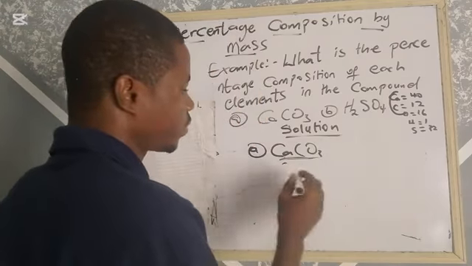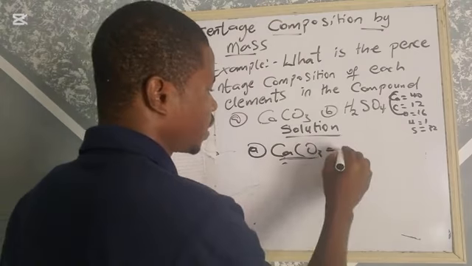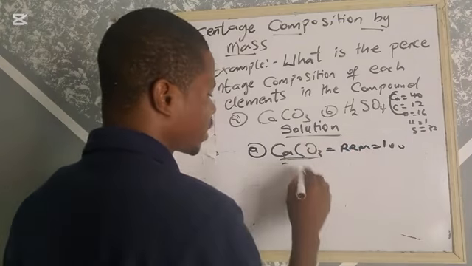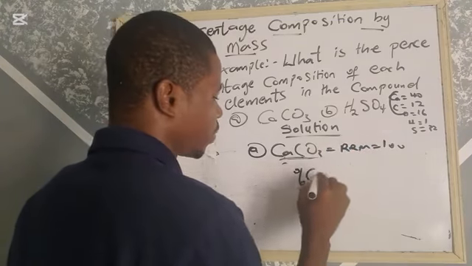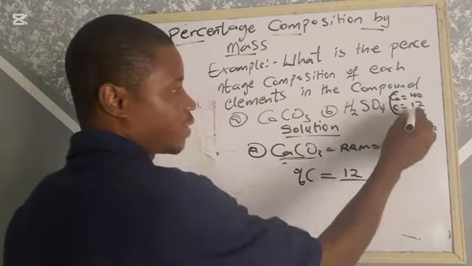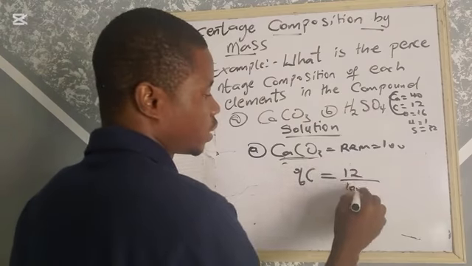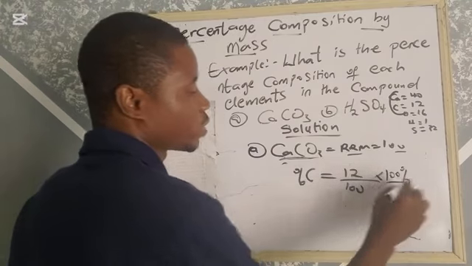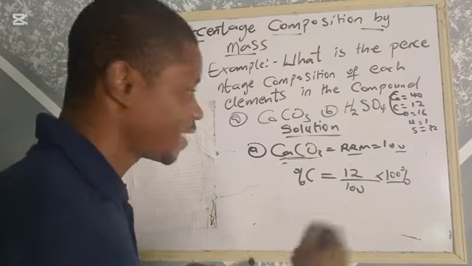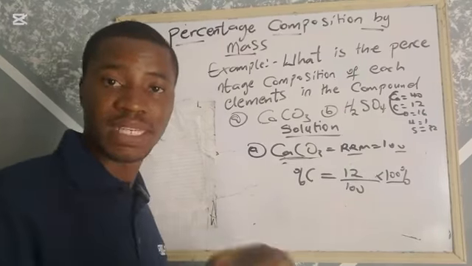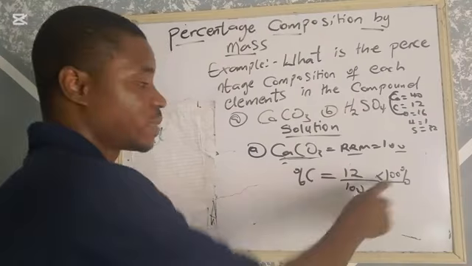So if you have to find the percentage composition of carbon, remember the RMM of this is equal to 100. That of carbon will now be what? Percentage composition of carbon equals what? Relative atomic mass of carbon is 12, all over the RMM, which is 100, times 100%. I told you where we got this 100%: we are finding a percentage, that's why we multiply by 100%. If you are converting anything to percentage, you have to multiply by 100%.